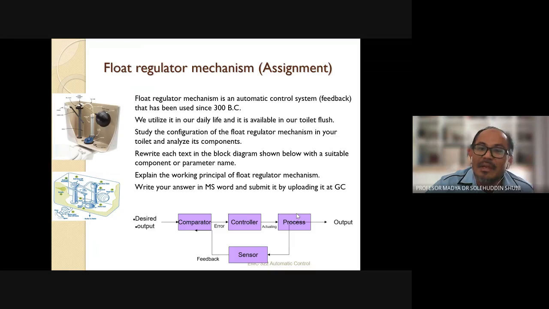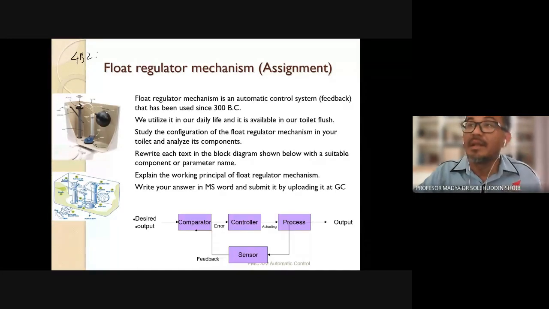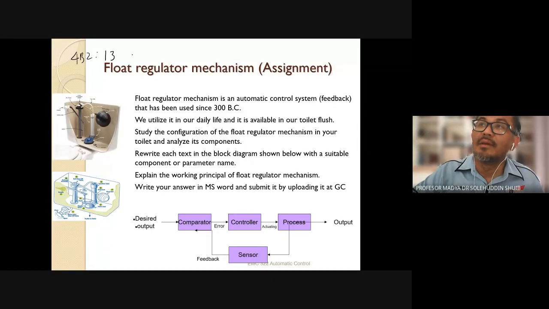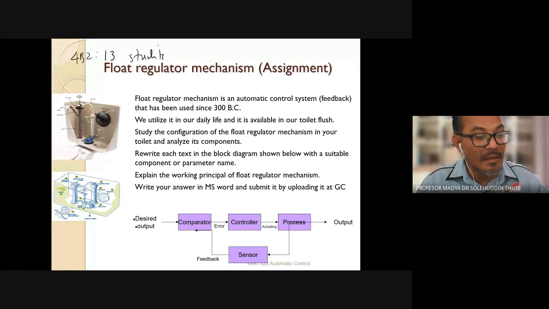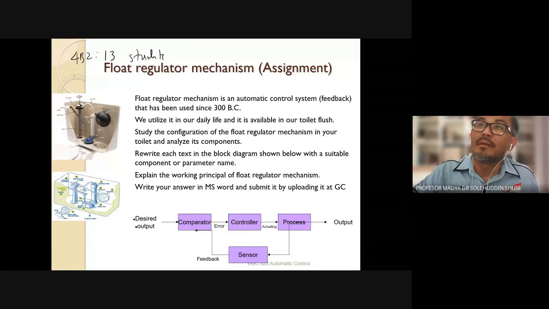So one class we will have three groups. Let me see which group. This is group 4B2. How many students do we have in this class? 13 students. And then 4B1, you have 10 students.